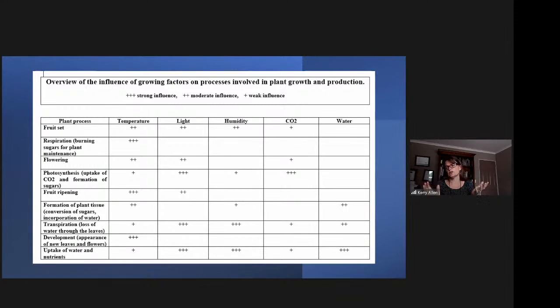Here's just showing you what influences, what plant processes and what physical factors play a big part in that plant growth and development. You can look at this yourselves later.